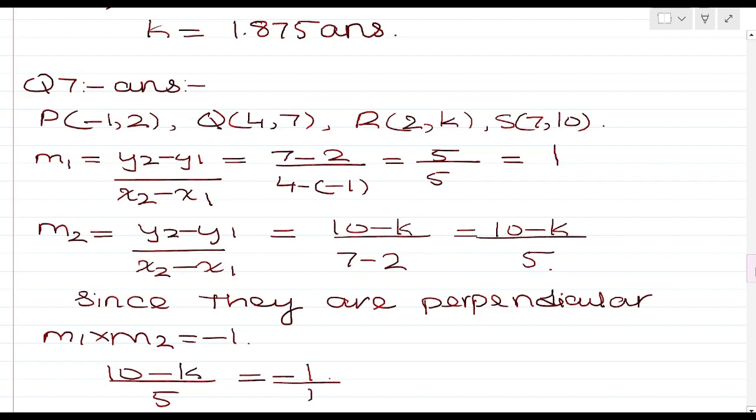And in the second gradient of R and S, we have 10 minus k divided by 7 minus 2, so that is 10 minus k divided by 5. Now we found the gradients of PQ and RS, and in the question it is provided that they are perpendicular. So when we have 2 lines that are perpendicular, their slopes will not be equal. Instead, we will take the product of their slopes, and that will be equal to negative 1. So this is our formula basically.